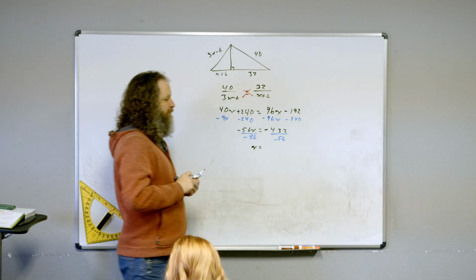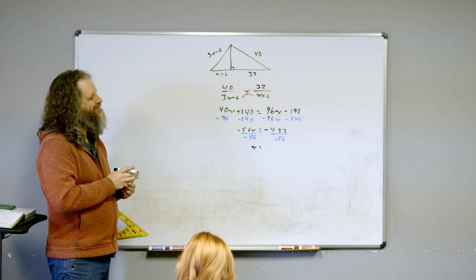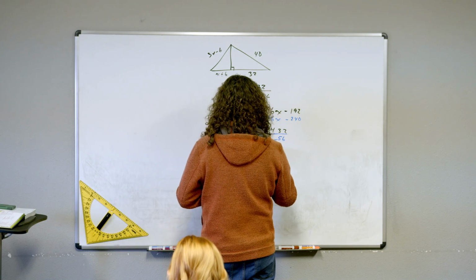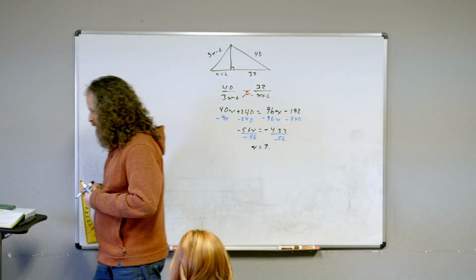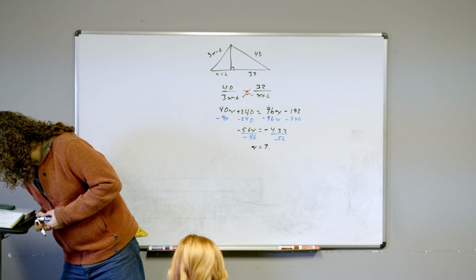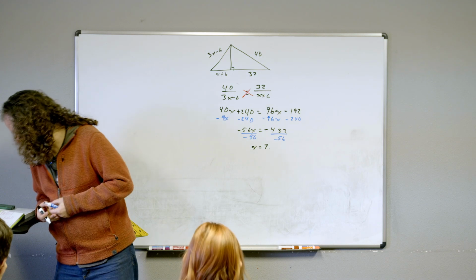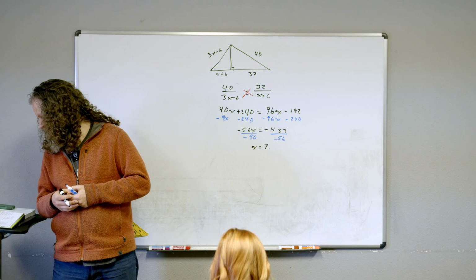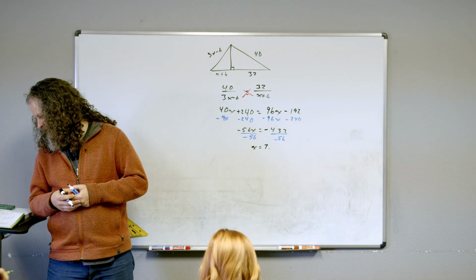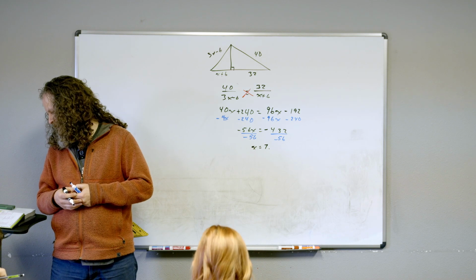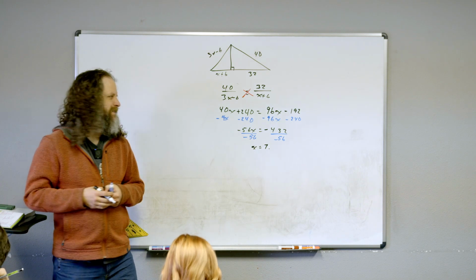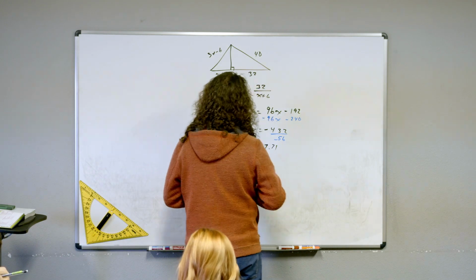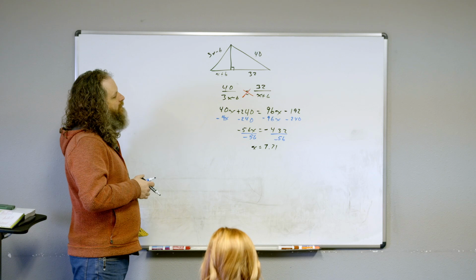X equals positive what? 7.71. That's not what this said. What number is this? 18. Oh, we're not even done yet. But that still wouldn't give us the right numbers. X needs to be 12. So what did we do wrong?